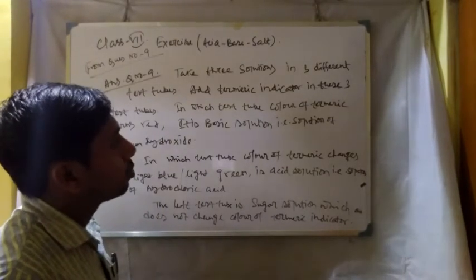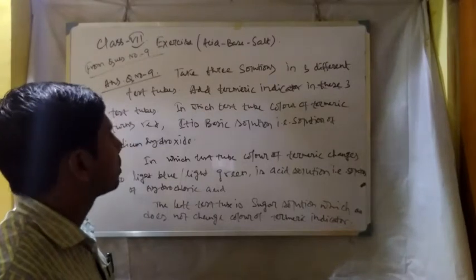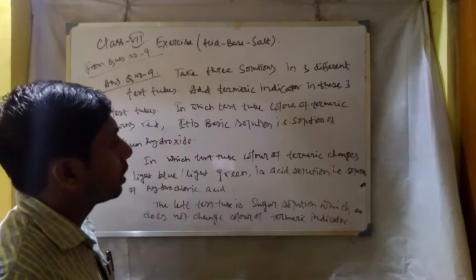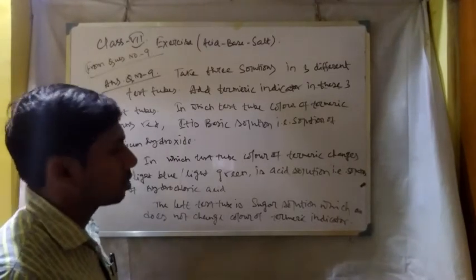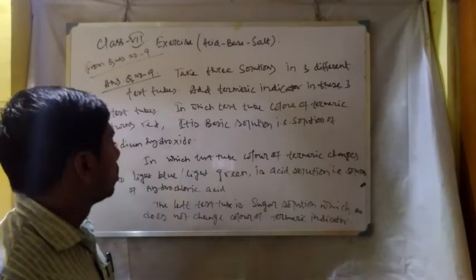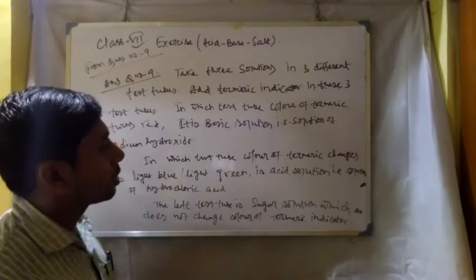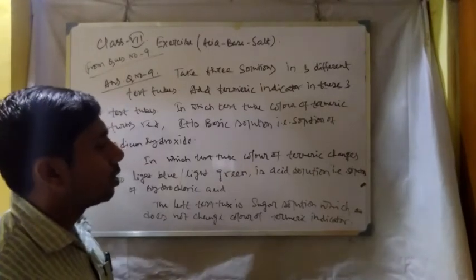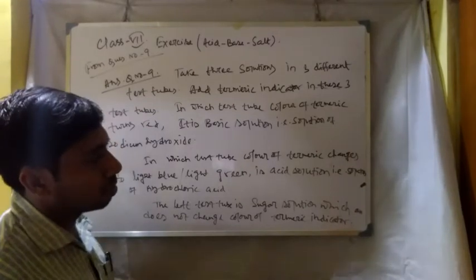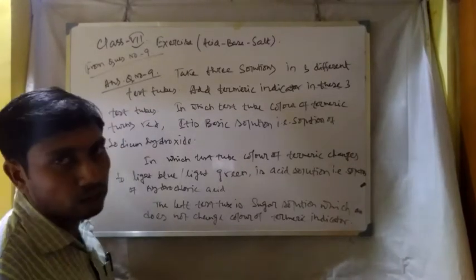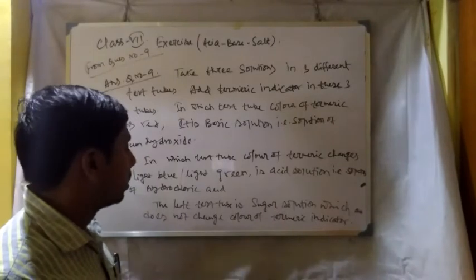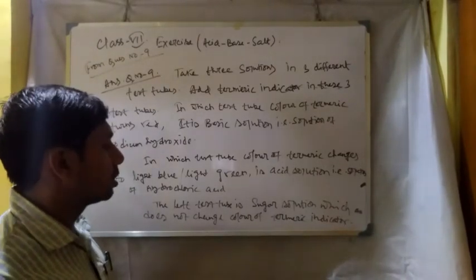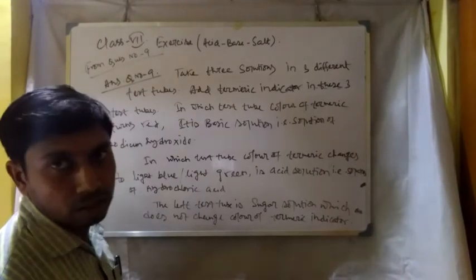In which test tube the color of turmeric turns red, it is basic solution, that is solution of sodium hydroxide. In which test tube the color of the turmeric changes to light blue or light green, it is acid solution, that is solution of hydrochloric acid. The left test tube is sugar solution which does not change the color of turmeric indicator.